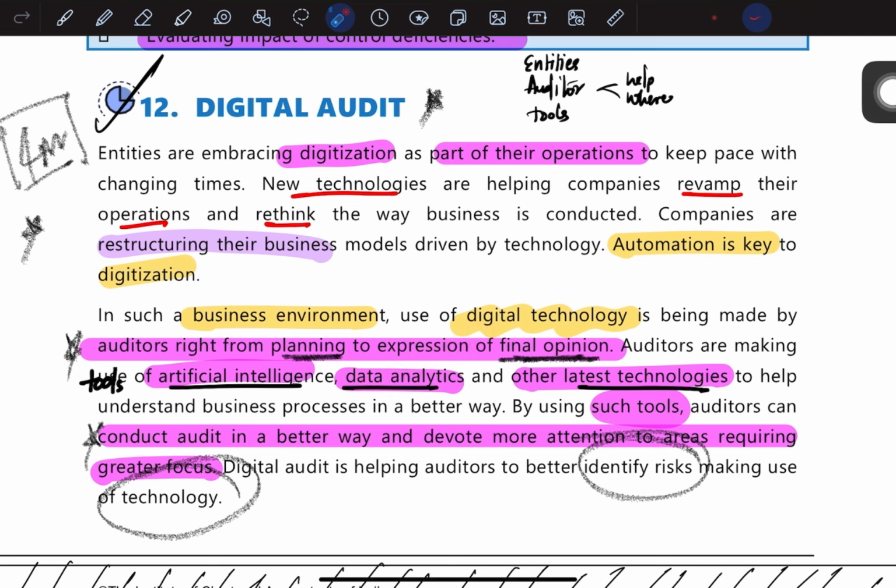So when the auditor is using such tools, they can conduct audit in a better way and they can devote more attention. When digital tools are helping the auditor to manage these areas, then the auditor can devote his attention more to the areas requiring greater focus. So where other things require greater focus, the auditor will put more attention over there, and he will use data analytics and digitalization for the simpler things. Okay, so digital audit is helping the auditor to identify errors by making use of technology. Okay, this was about digital audit. It can be asked for 4 marks. So we're done with automated environment as well.